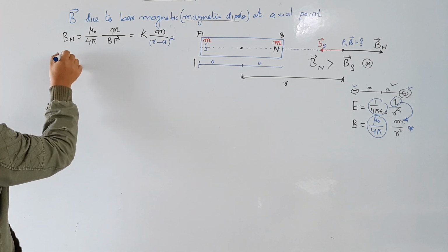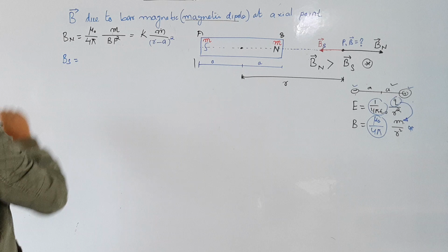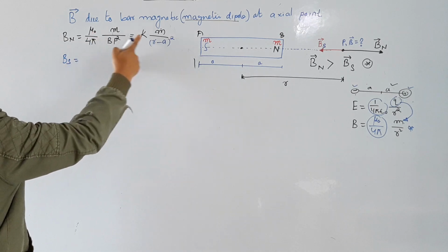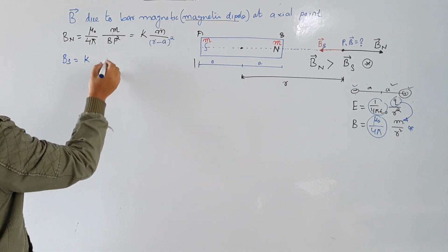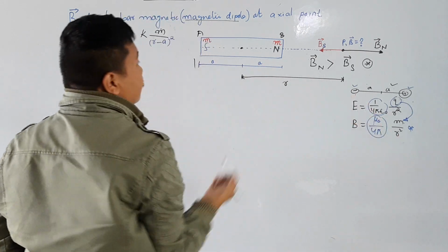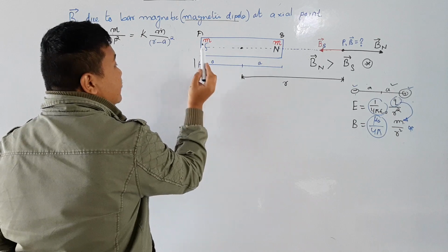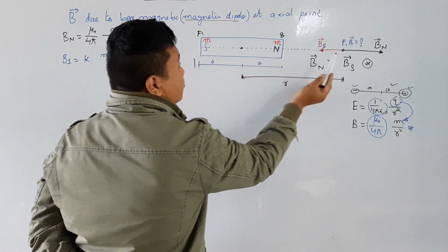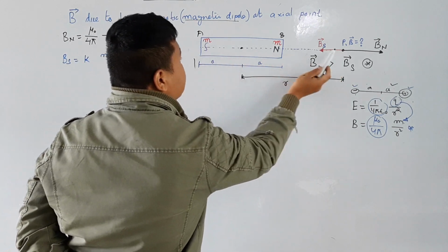Now let me calculate B_S, which is again mu naught by 4 pi, that is my k, then m by r square. So m by r square, where r here is the distance from the south pole to this point P, that is AP square.